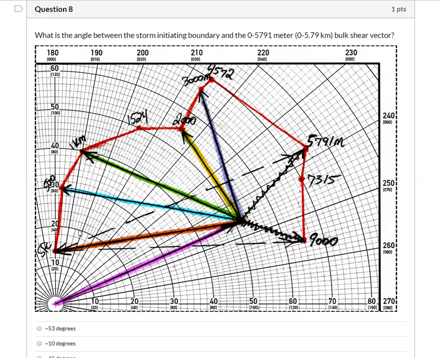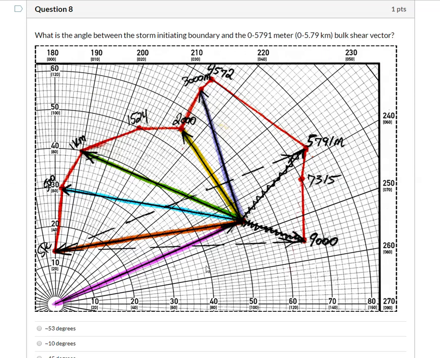So how do you find the orientation of the storm initiating boundary? I'm sure you're probably asking that. That's going to be by finding typically the orientation of your 1 kilometer ground relative wind vector. So you're just going to find the origin, which is here, mathematical origin, and trace up till you connect with 1 kilometer, which is right here. So your storm initiating boundary is going to be assumed to be oriented at 190 degrees, about like that.